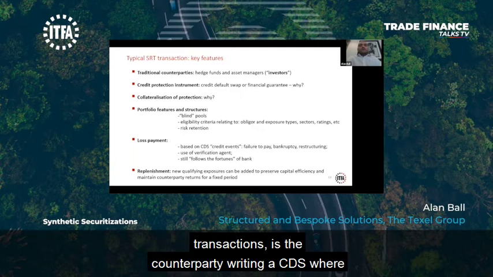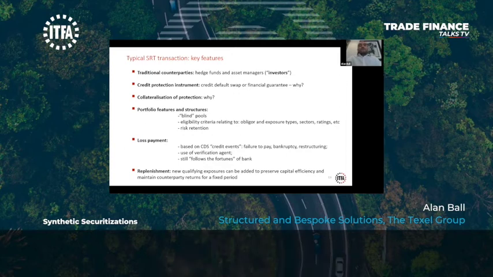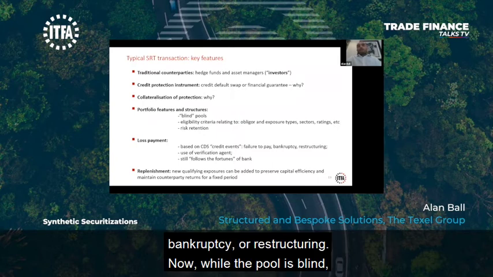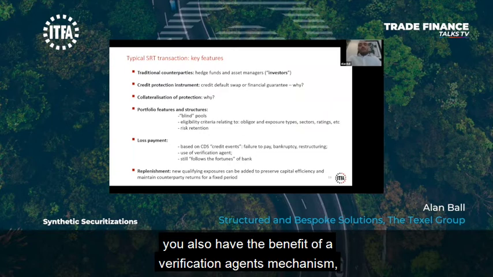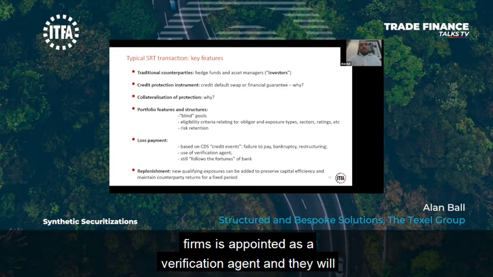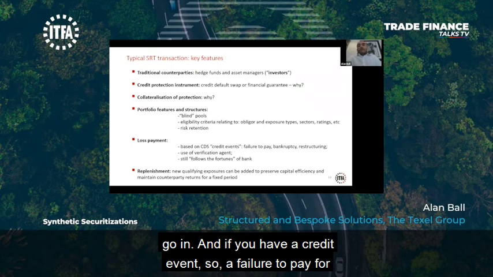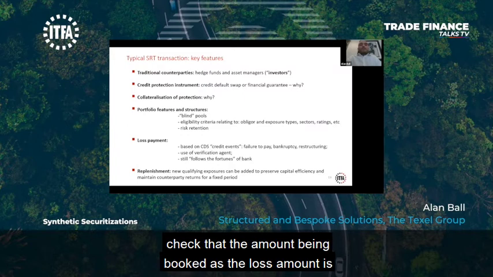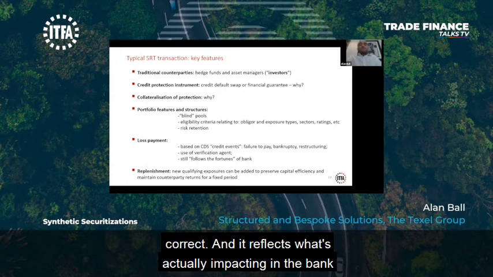If the counterparty is writing a CDS, the credit events that the CDS responds to are failure to pay, bankruptcy, or restructuring. Now, while the pool is blind, you also have the benefit of a verification agent mechanism, whereby usually one of the big three or big four accounting firms is appointed as a verification agent. If you have a credit event, so a failure to pay or a bankruptcy, they will look at the underlying obligation, check that the amount being booked as the loss amount is correct, and that it reflects what is actually being booked in the bank systems.